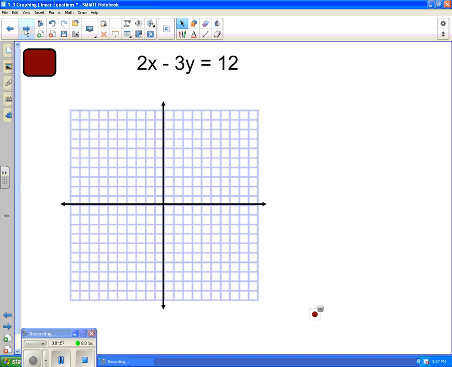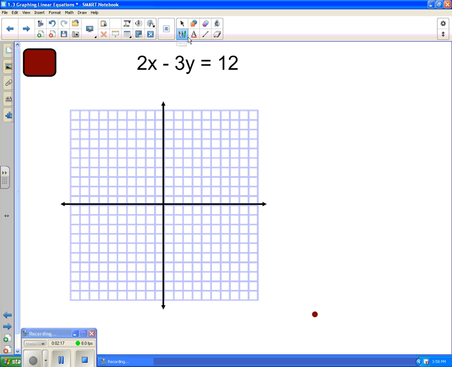Let's go ahead and look at an example. I've got 2x minus 3y equals 12. Here I know it's in standard form because I have x and y on one side of the equal sign and my constant on the other. My a is 2 and my b is negative 3. Both of these are integers, so I can go ahead and start finding my y-intercept.